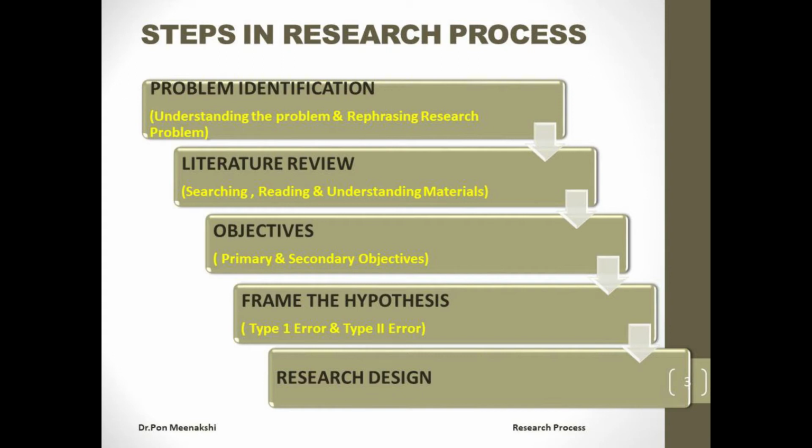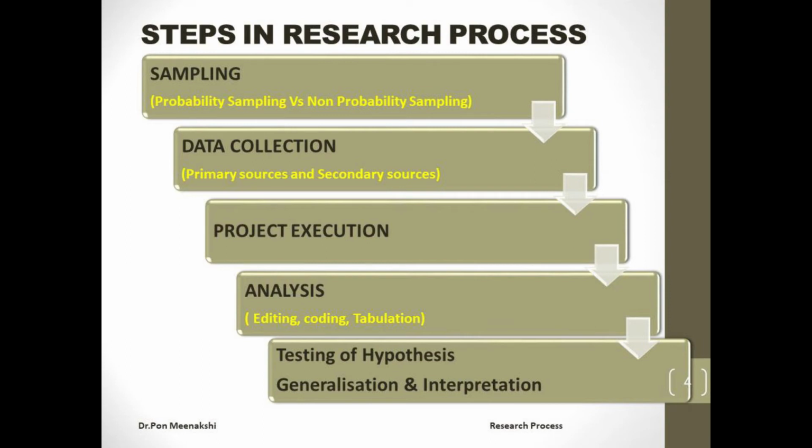The next slide is about the remaining research process steps. The sixth point is sampling. Sampling is broadly classified into probability sampling and non-probability sampling. Probability sampling means we are giving equal chance to all the population. Non-probability sampling means deliberately selecting the sample; the researcher purposefully selects the sample. It has many types that we'll see in the sampling session.